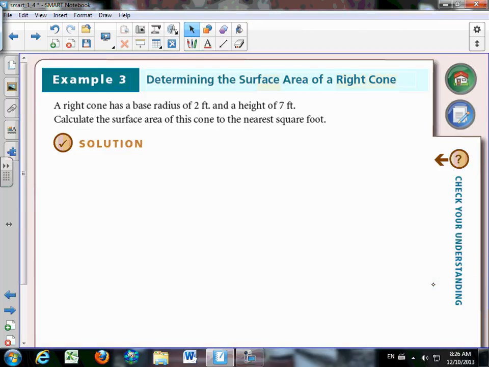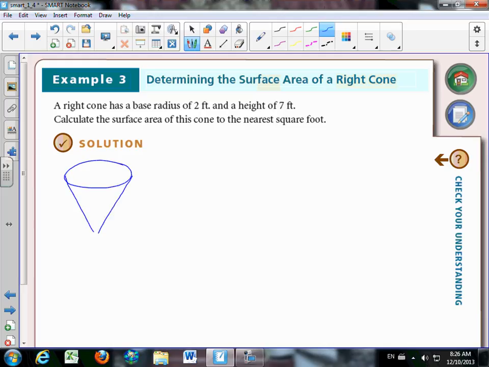Okay, so now we are going to look at solving a question that involves the surface area of a right cone. Now this one's a little bit different because they give us the height and we need to find the slant height. So first thing I would do is draw a diagram of what this cone looks like so that I make sure I calculate the right values. The right cone has a base radius of 2 feet and a height of 7 feet.